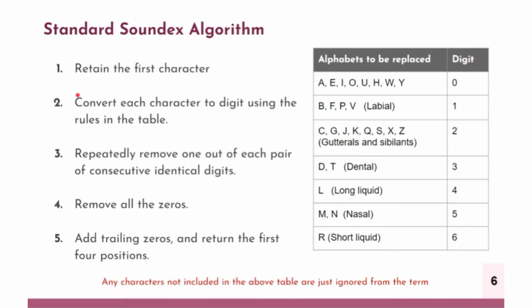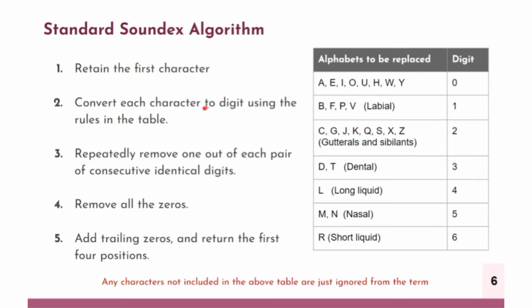So the first step is to retain the first character. The second step is to convert each character to a digit, and so on. Firstly, before going through all these steps, let's understand what this table is.